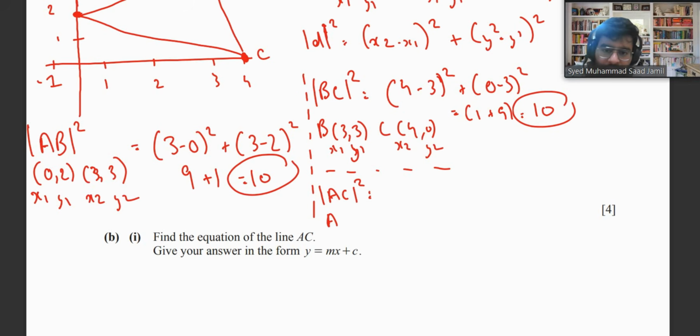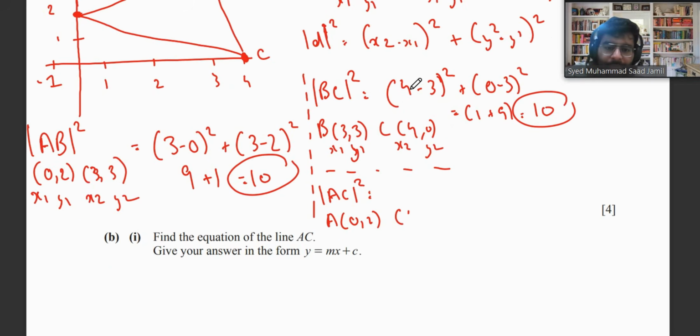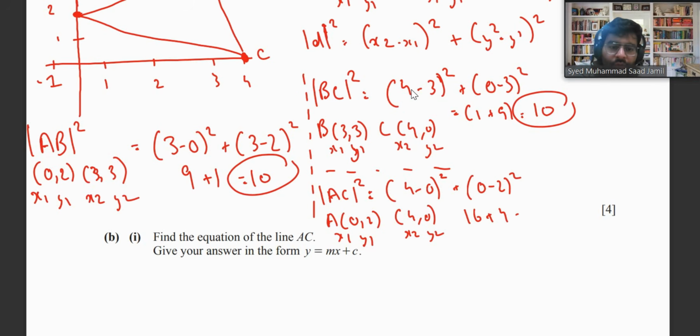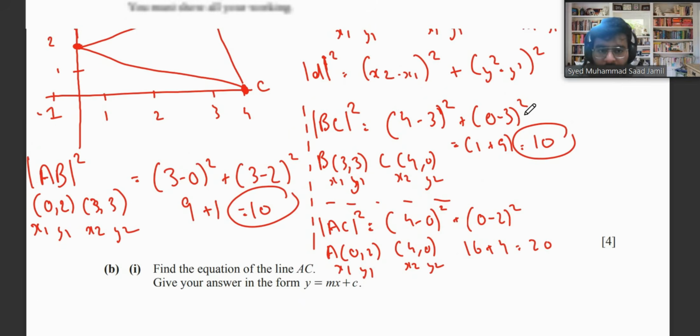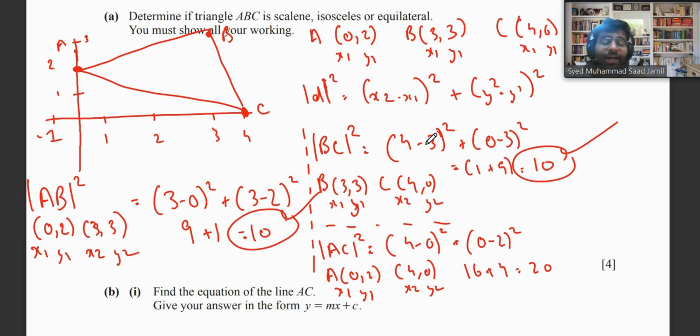Again, A is 0 comma 2. C is 4 comma 0. So this turns out to be x2 minus x1 whole square plus y2 minus y1 whole square. So 16 plus 4, that's 20. Alright. Now guys, look, two lengths are same, one length is different, so this is an isosceles triangle.